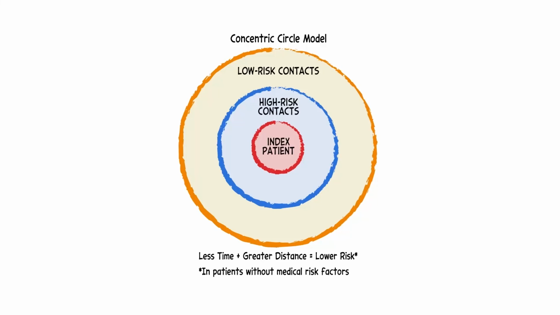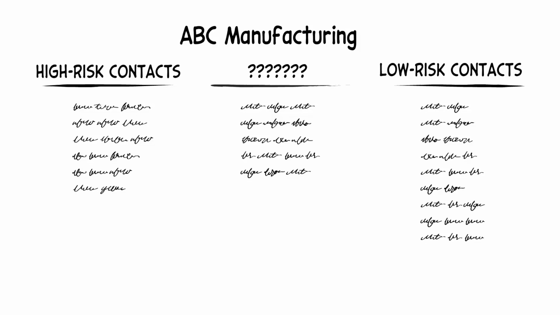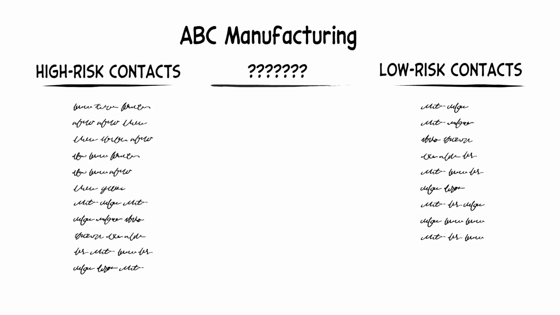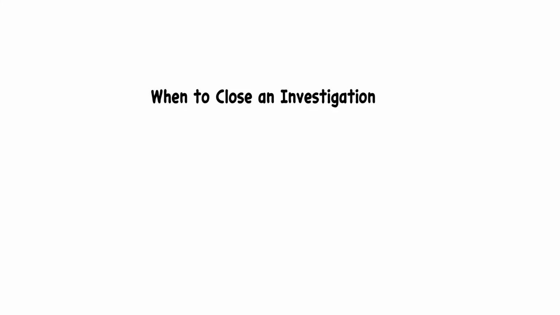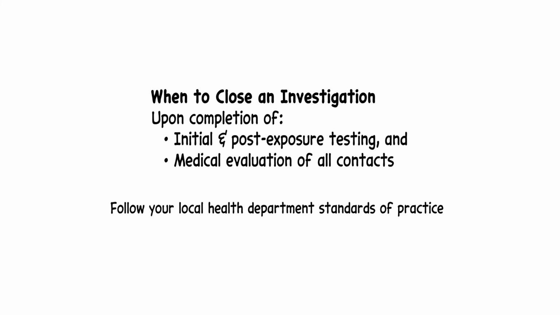With a congregate setting, there is always the potential that there may be a large number of contacts. The goal is to identify those most likely to have been exposed. In certain congregate setting investigations, high and low-risk categorization may be difficult to determine. In those cases, you may choose to err on the side of caution, testing more people than you would otherwise prefer. You may consider closing the investigation upon completion of the initial and post-exposure testing and medical evaluations of all identified contacts. Follow your local health department's standards of practice for closing and evaluating a contact investigation.